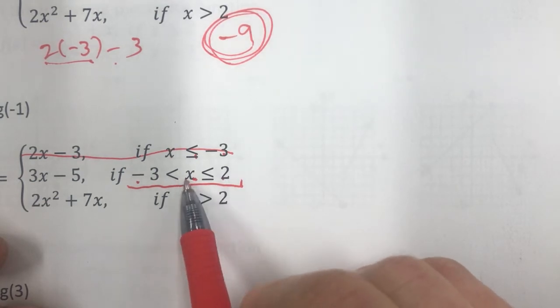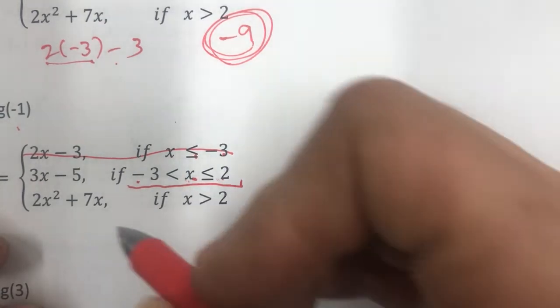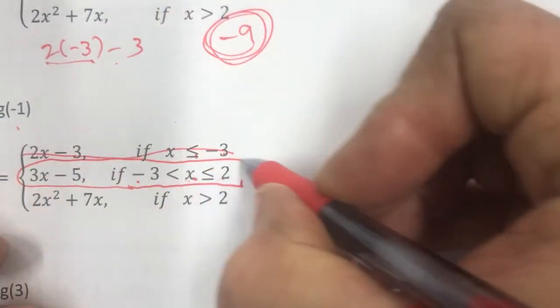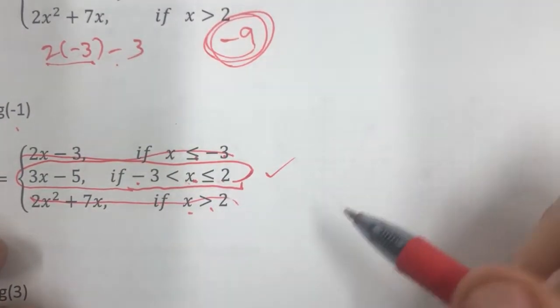See, that's what this says right here. X is between -3 and 2. And certainly -1 is between those. So this is the piece we belong in right here. -1 is not greater than 2. So we're in this middle piece right there.